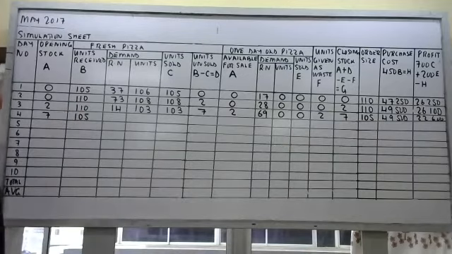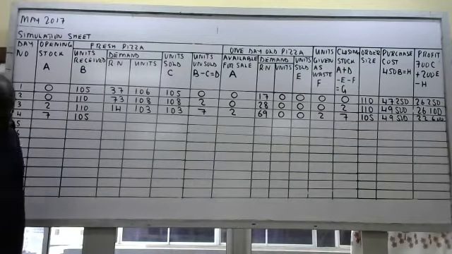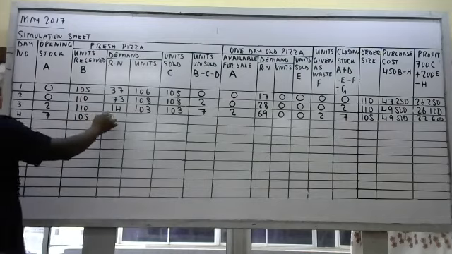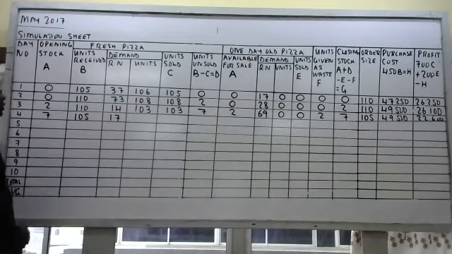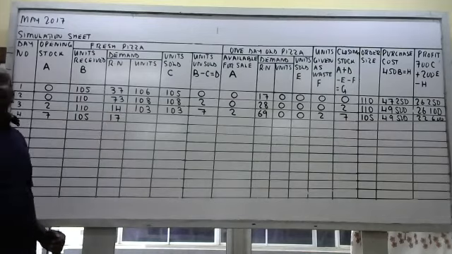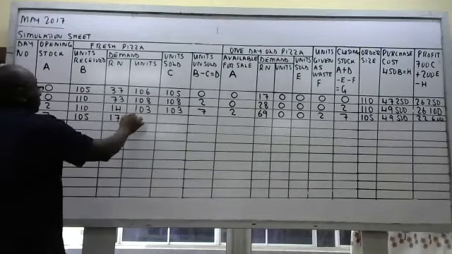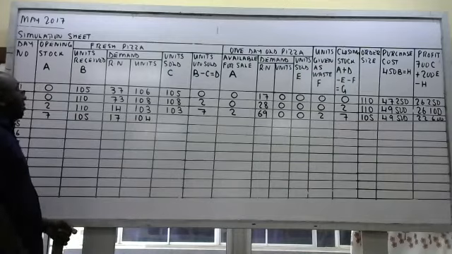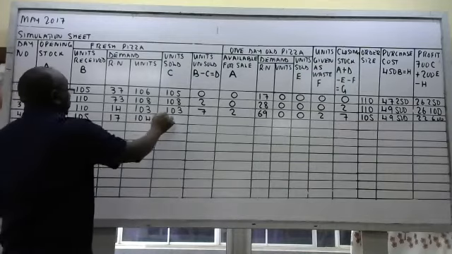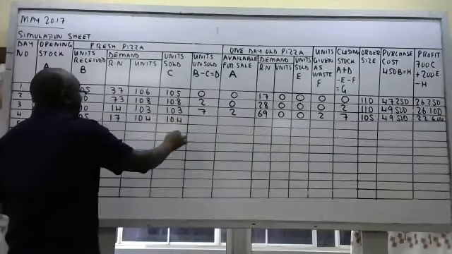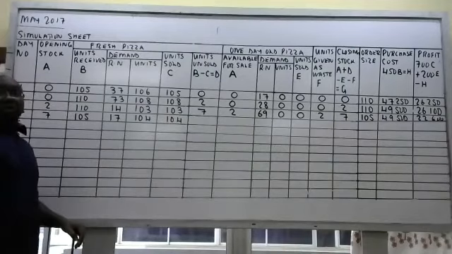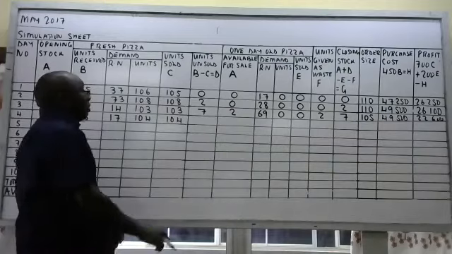Random number is 17. So 17 translates to a demand of 104. And therefore, how many units do we sell? 104. How many remain unsold? 1.